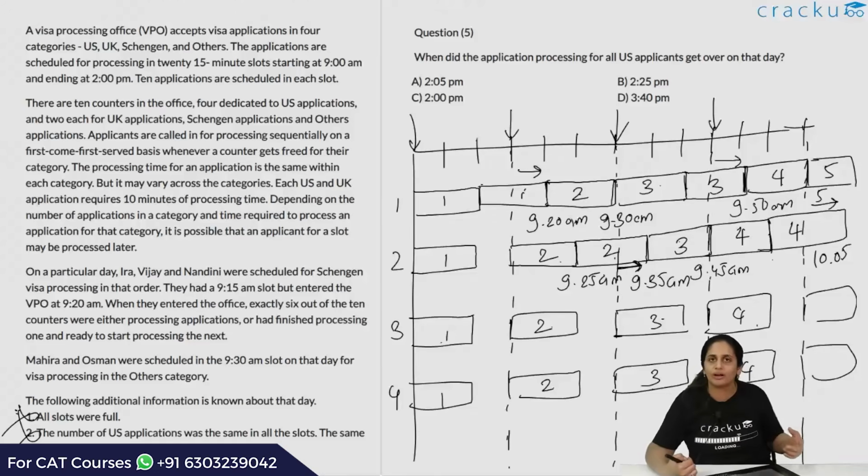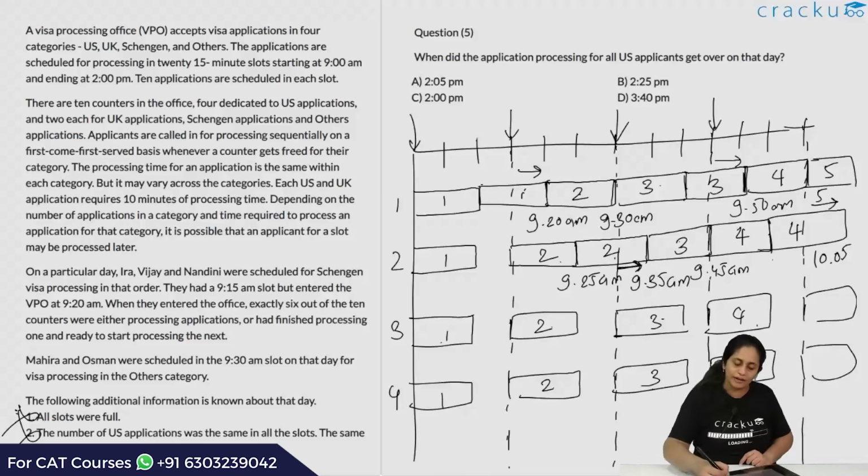Essentially because there are 4 counters and 5 people, each time one counter has to do 20 minutes of work in a 15 minute slot. So every time one counter is overrunning by 5 minutes, and because I have 4 counters, I can keep mixing which counter is overrunning by 5 minutes. In the first case, this counter overran by 5 minutes, then the second counter, then the third counter, and over here the second counter overran by 5 minutes. So I'm essentially switching which counter is overrunning by 5 minutes.